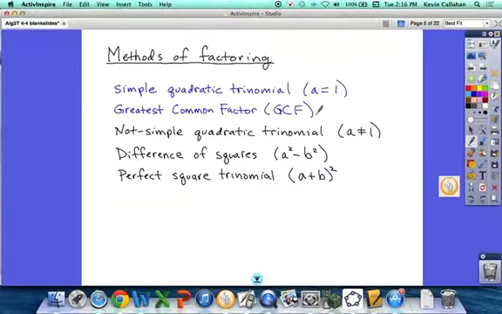The next one, greatest common factor, is commonly referred to by the initials GCF. Right? So what kind of factoring are you doing? GCF.